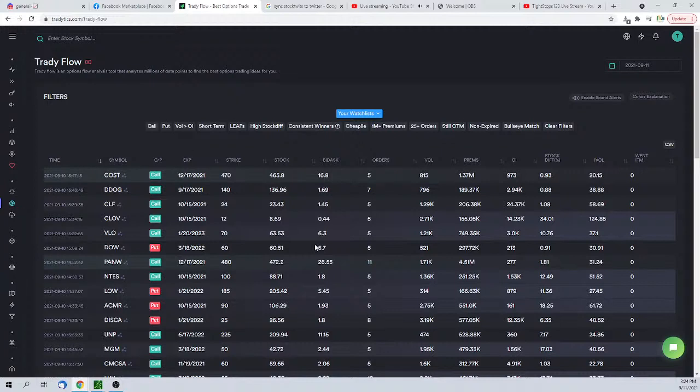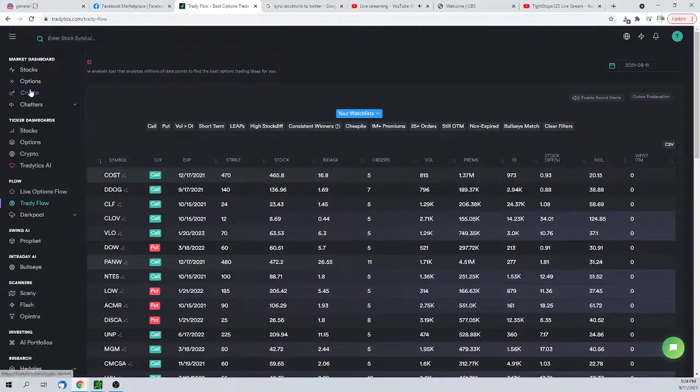Me personally, I don't really look too much at small caps that come in unless it is an ape thing and it's starting to get some attention. If we can make a big chunk off AMC or Clover, I'm all for it. And you can filter. Oh, you cannot filter these. You can change call to put, short term. I was thinking you could filter actually names, symbols, but you can't. So that's the TradyFlow, which is going to be a cool tool in the Discord.